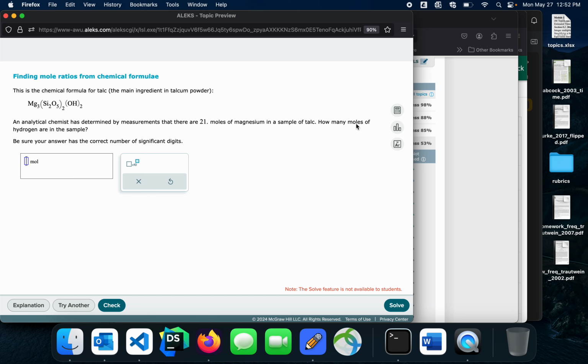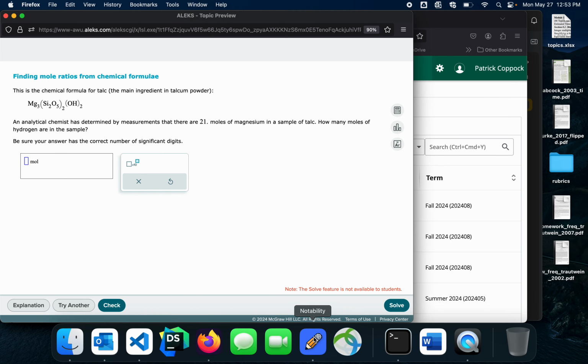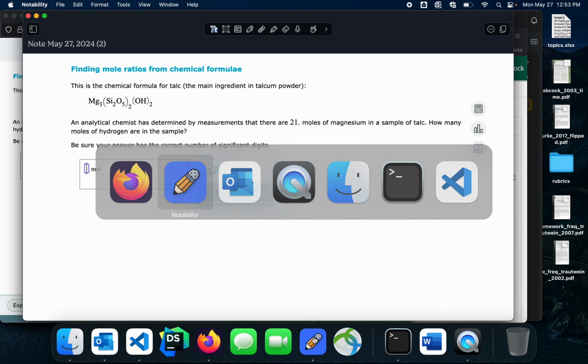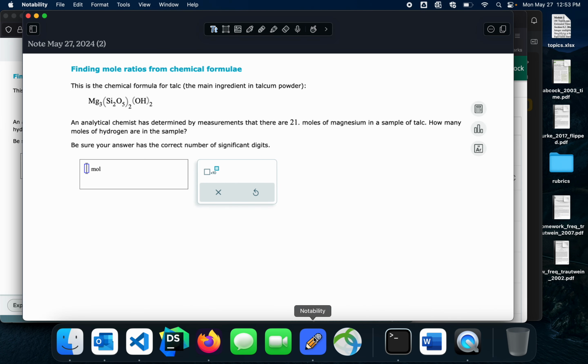All right, let's look at the topic finding mole ratios from chemical formulae or formulas. I pulled up a sample problem here and I've screenshotted it and put it over my whiteboard. So I'm going to be flipping back and forth between my whiteboard and ALEKS.